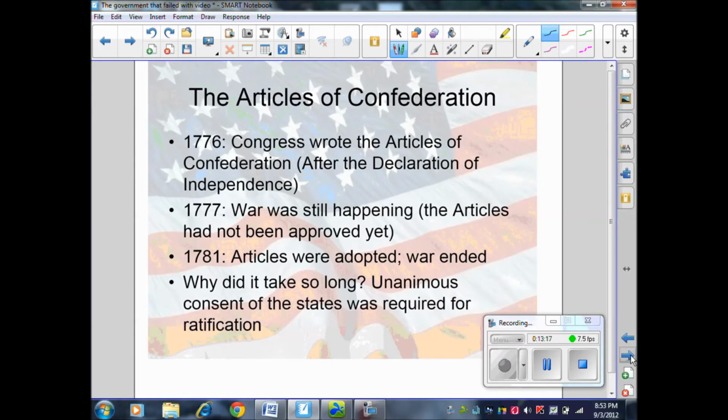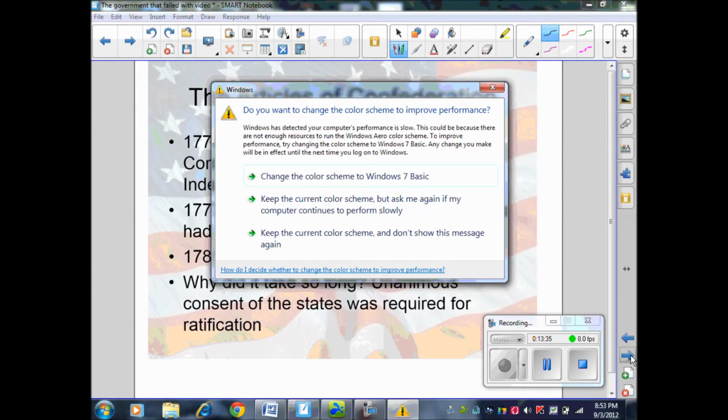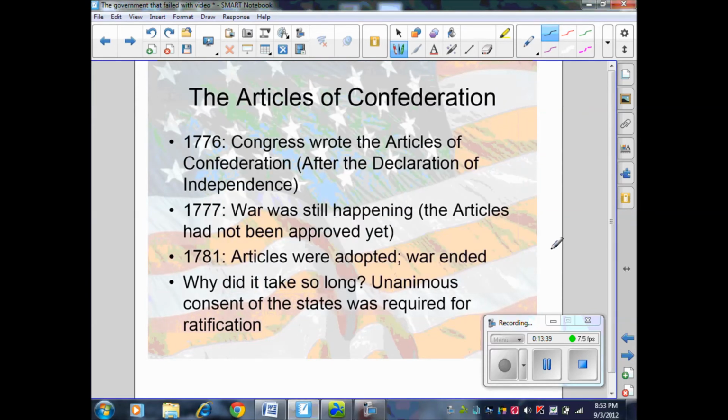Before we can even do that, let's look at the actual word definition of what it was. So we call this Confederation government the Articles of Confederation. In 1776 was when it was first created. Even though in 1777 the Articles had still not been approved yet, they were kind of a work in progress. By the end of the war, the Articles went into action.